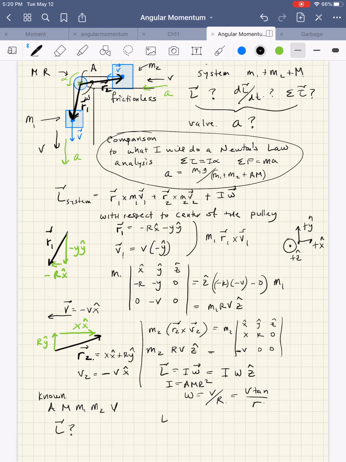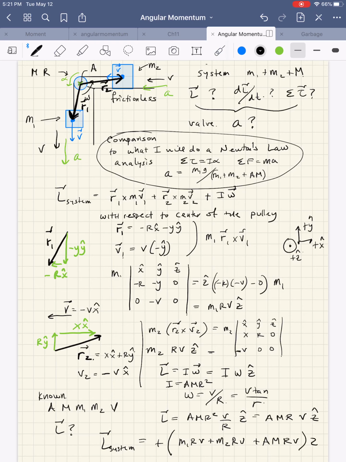So in total, my angular momentum for the rotating rigid body, I omega, just that term, is going to be AMR squared V over R in the positive Z hat. And one of those R's will cancel for this to be AMRV Z hat. So L total of the system will all be in the positive Z hat direction. And I'll have M1 RV plus M2 RV plus AM RV. And that's the angular momentum.